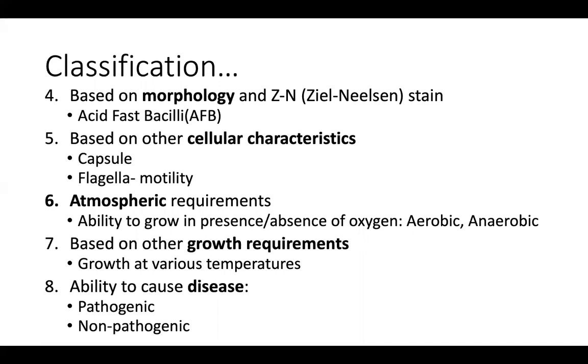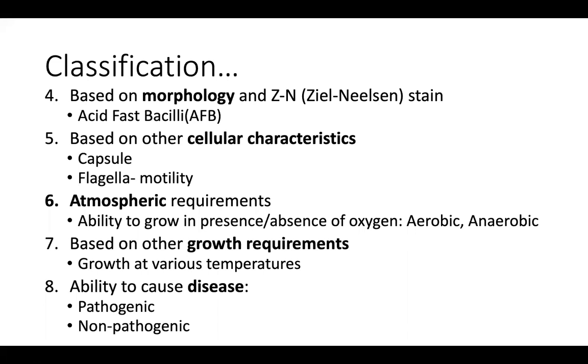We can also use cellular characteristics. Some bacteria have capsules and others have flagella, which help them to move, so they're motile. We talked about the atmospheric requirements, which we shall look at in more detail under bacterial physiology. Is this bacterium able to grow in the presence or absence of oxygen? In which case, we divide them into two. Aerobic bacteria grow in the presence of oxygen, whereas anaerobic bacteria grow in complete or partial absence of oxygen. The strict anaerobes require complete absence of oxygen.